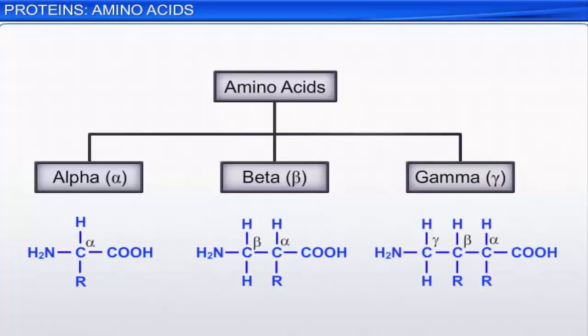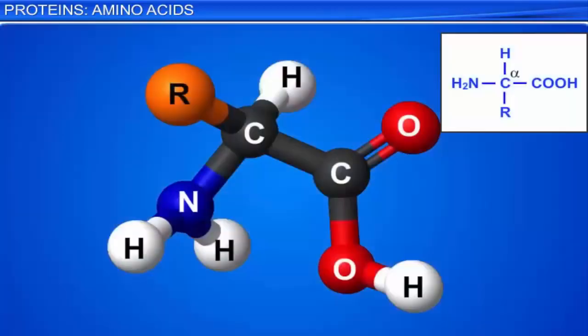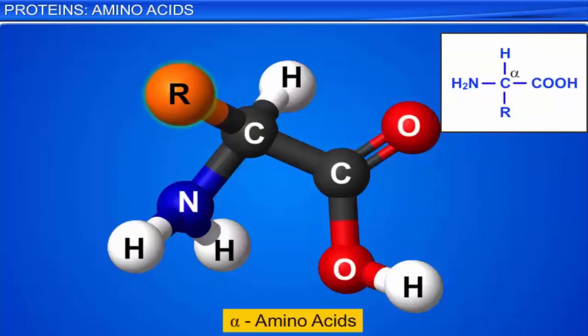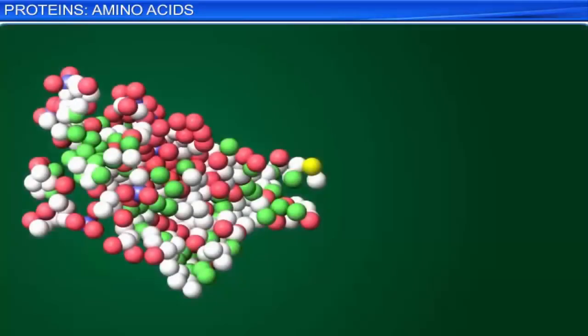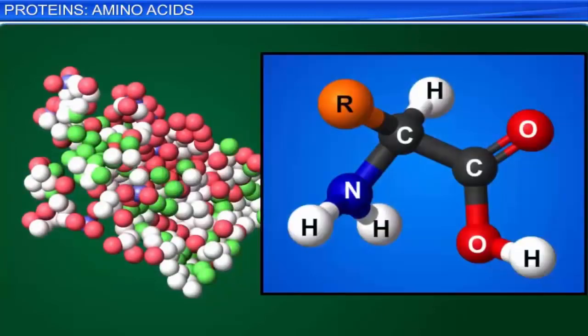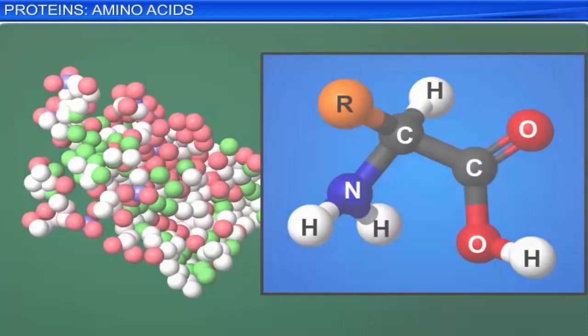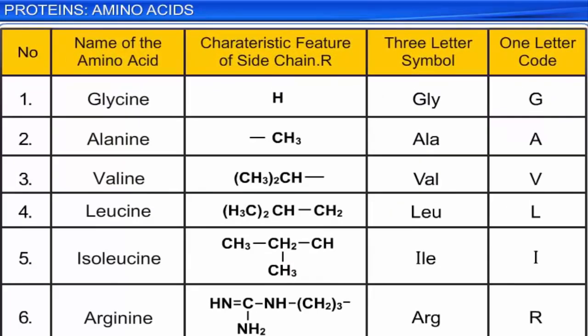In alpha amino acids, the amino group is present on the alpha carbon atom. Similarly, in beta and gamma amino acids, the amino group is present on the beta and gamma carbon atom respectively. An alpha amino acid is illustrated here. R represents the side chain. Alpha amino acids are the building blocks of proteins. Only alpha amino acids are found in naturally occurring proteins.